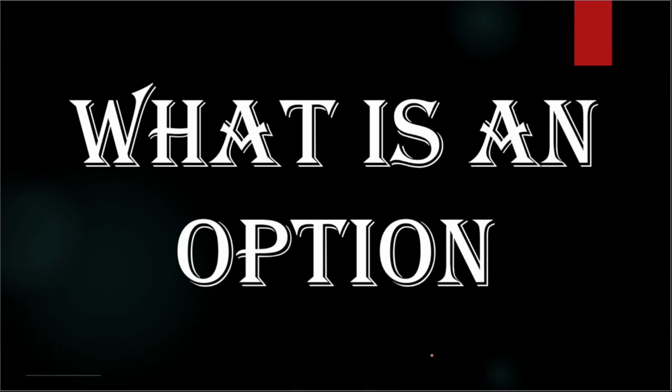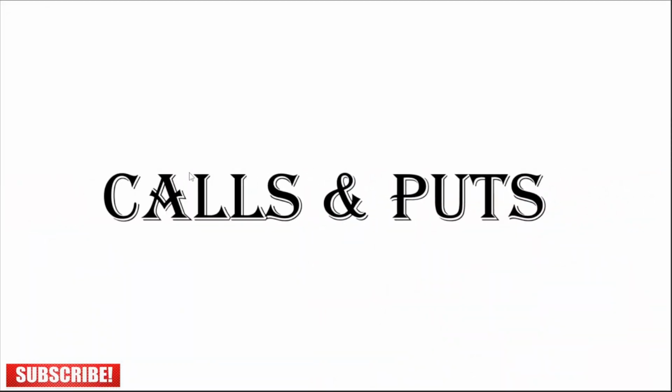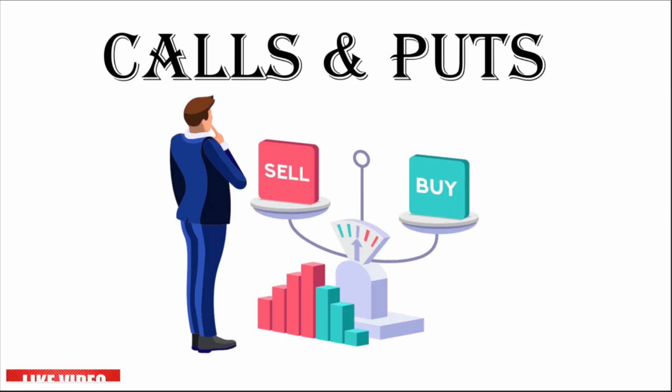What is an option? Options are financial instruments derived from the value of the underlying securities such as stocks. And an option is a derivative because its price is intrinsically linked to the price of something else, such as stocks, commodities, real estate, bonds, currency, and so on. And there are two types of options: call options and put options. And both call options and put options can be bought and sold.